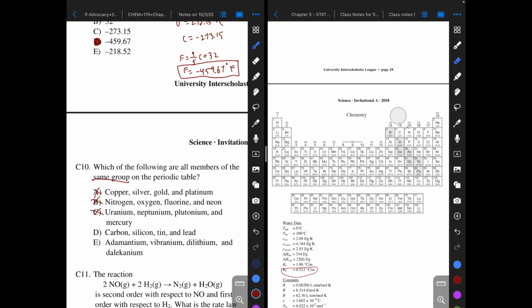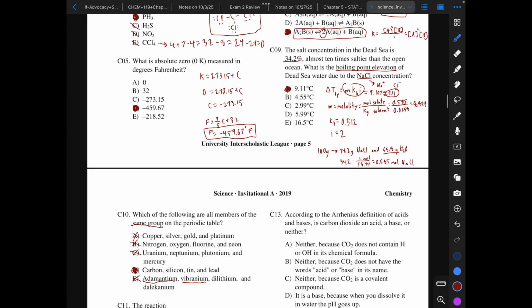So far, the first three are out. Carbon, silicon, tin, and lead. Carbon is C, silicon's Si, tin is Sn, and lead is Pb. So D actually makes sense. D actually is the correct answer. And I mean, if you're a Marvel fan, you should just eliminate E right off the bat. So the answer to number 10 is going to be D.